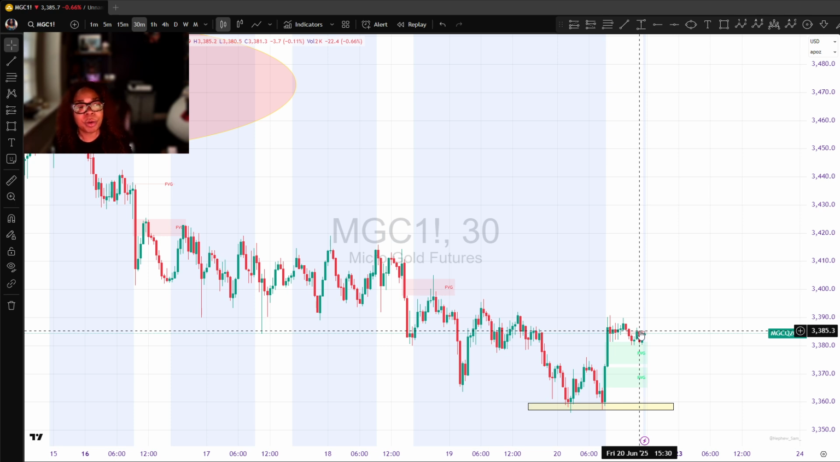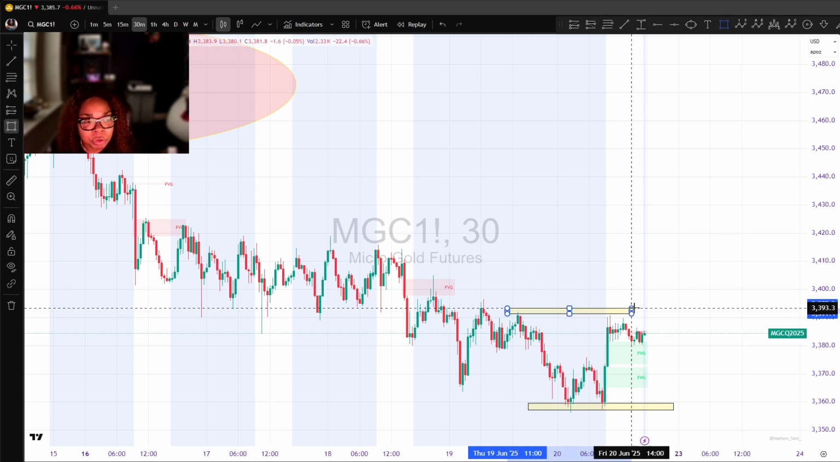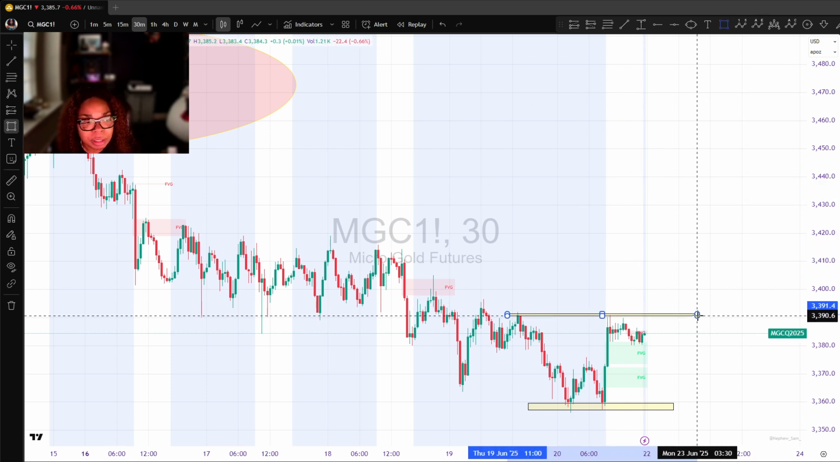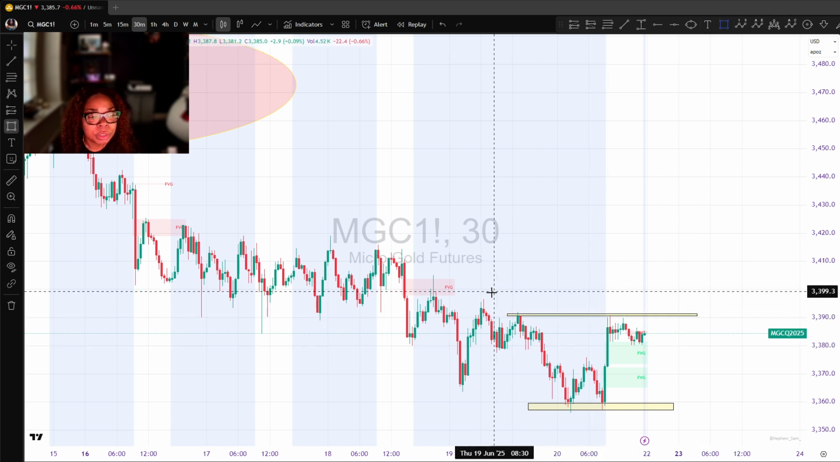And this is kind of where we were all left out at the end of this week, the consolidation phase. We were looking for this to either respect this area or break out from this area. So I drew a zone.